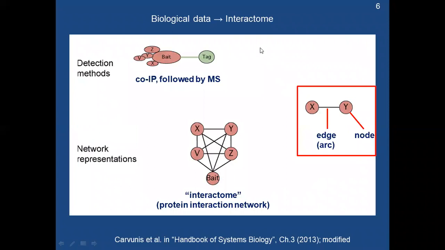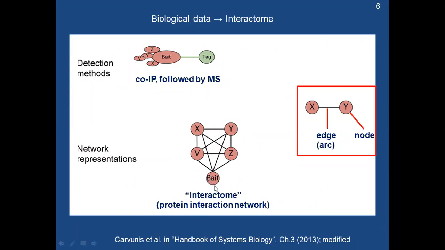So for example, let's now move on to how we can use systems biology in actual biology, not sociology, but plain biology. For example, here you have an immunoprecipitation experiment. You are using a bait protein, and then you are precipitating that bait, and you identify the proteins that interact with the bait. So if you do this experiment sufficiently, you are going to generate a network like this.